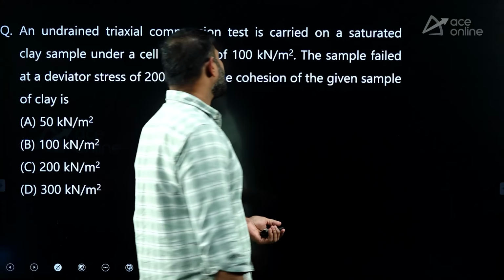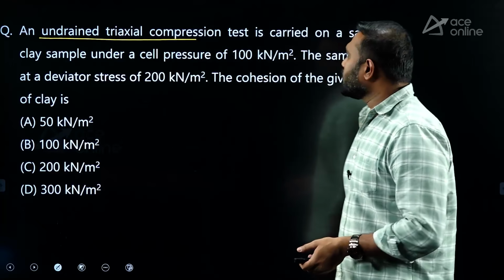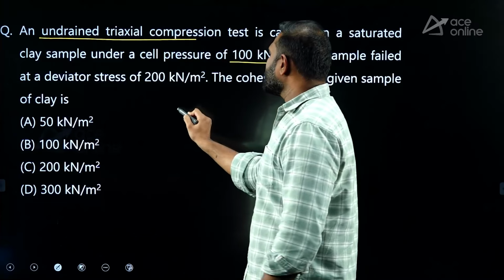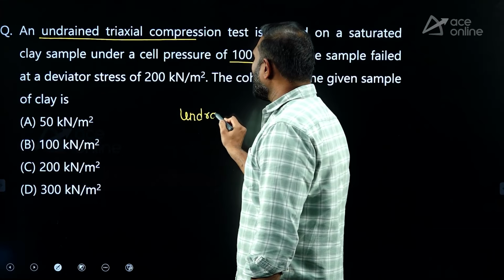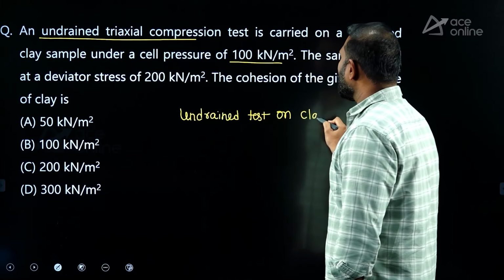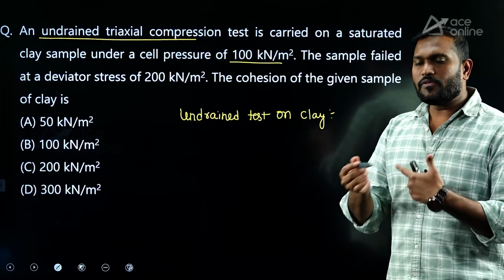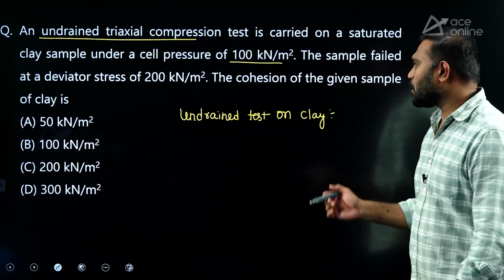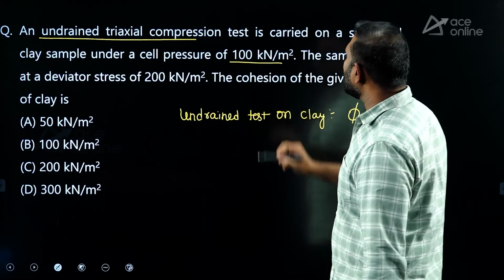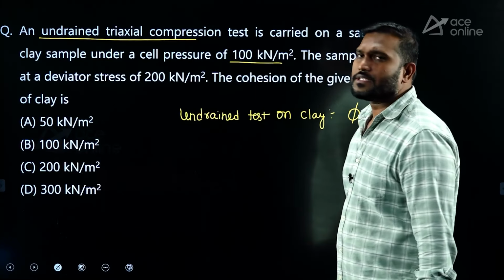Next, see this question. An undrained triaxial compression test is carried out on a saturated clay sample under a cell pressure of 100. So given is an undrained test on clay. When I say undrained test, we are not allowing the water to go out. If you don't allow the water to go out, there is water between particles, so friction will not be there. So the phi value is equal to 0 degrees. Under a cell pressure of 100 kilopascals, the sample failed at a deviatoric stress of 200. The cohesion of the given sample?